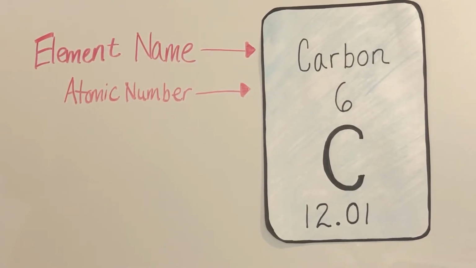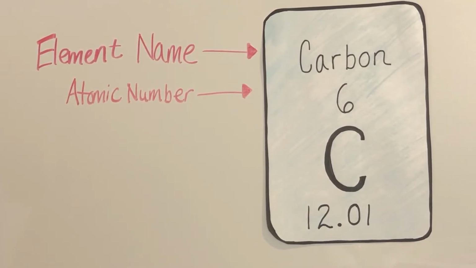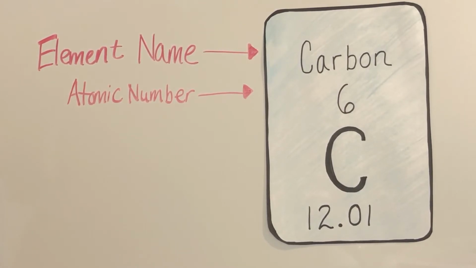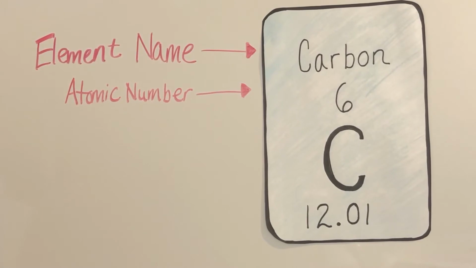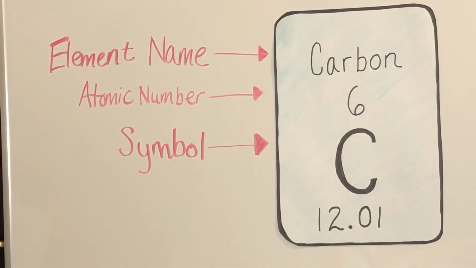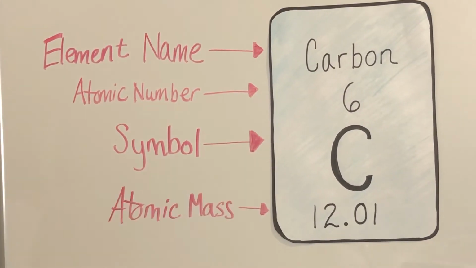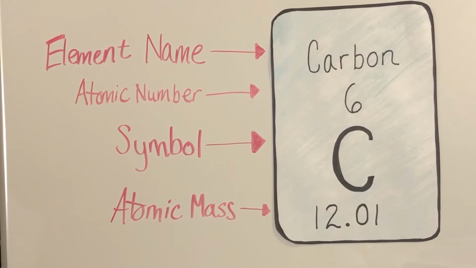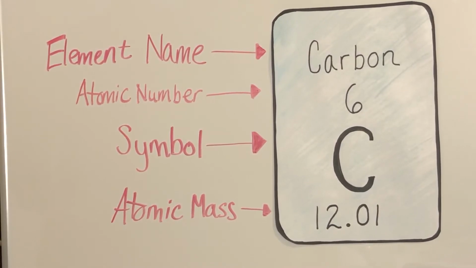The atomic number is the number of protons in the nucleus in the atom and is also the identity of that atom. Only carbon has 6 protons in it. Next, we have the symbol. This is a shorthand abbreviation for the element's name. Lastly, we have the atomic mass. It is the average mass of the atoms in this element.